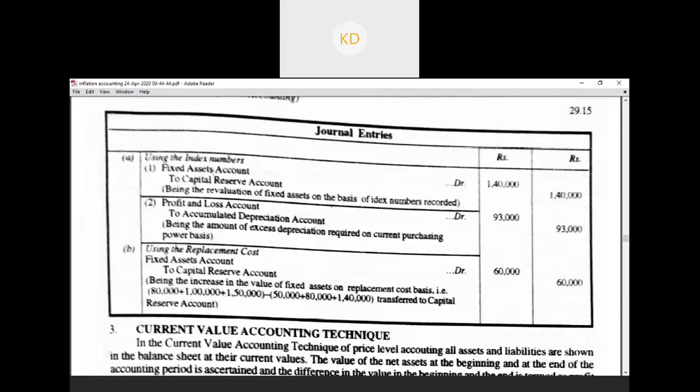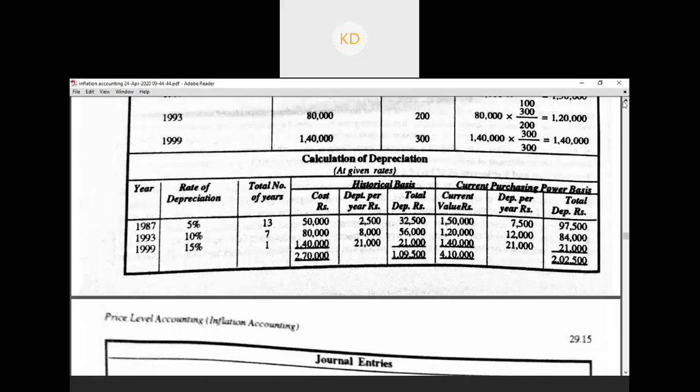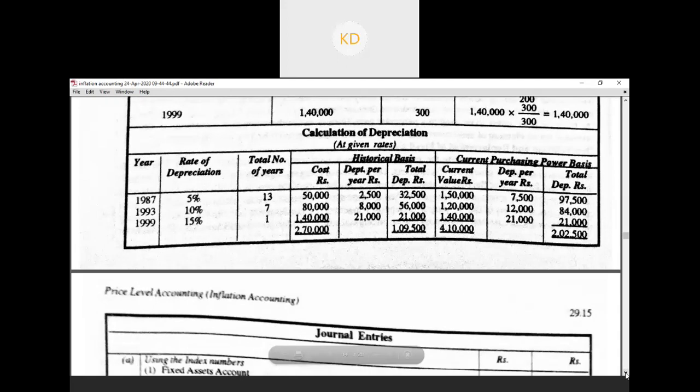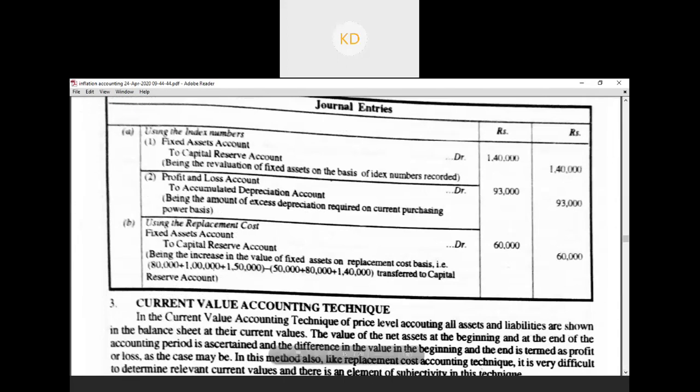According to index numbers, I'm calculating the converted values. I took the converted value, then I did depreciation on historical cost, then I did depreciation on current purchasing power, that is the CPP method of inflation, right? This is the index method. In the replacement method, I directly work according to the replacement values given in the problem. The excess of replacement over my historical cost will be transferred to my capital reserve account.